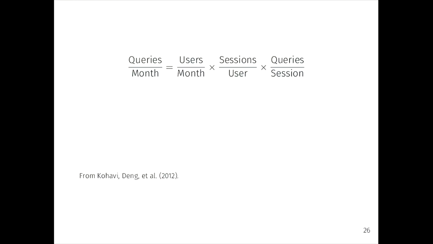You can take this raw queries metric and break it down this way: users you see per month, times the sessions per user. Remember, we talked about sessions, how many times a user is coming back to the site, times the number of queries entered per session. And the number of users is essentially fixed by design. If you're randomizing half the people to see one version, half the people to see the other version, then you're going to have the same number of users in each bucket. So that's not helpful.